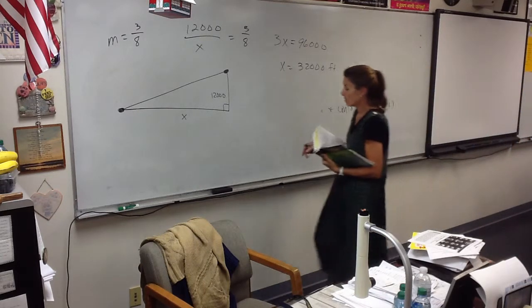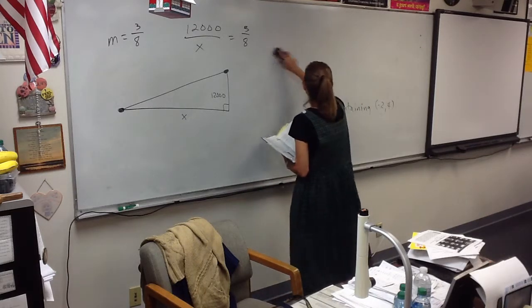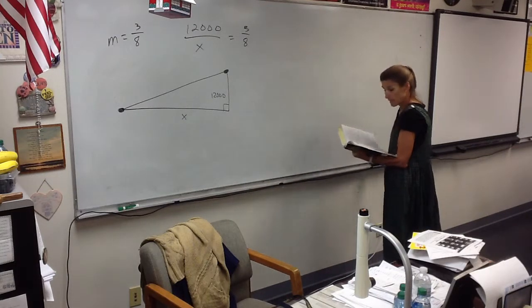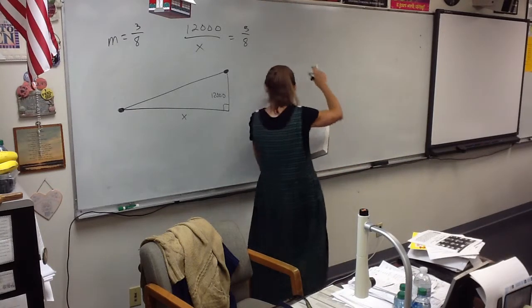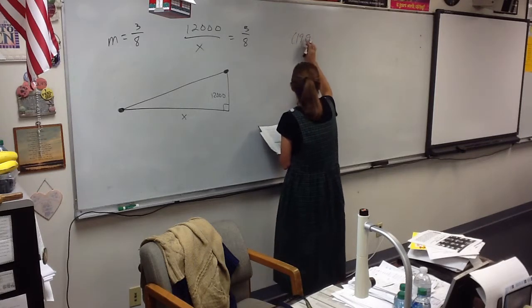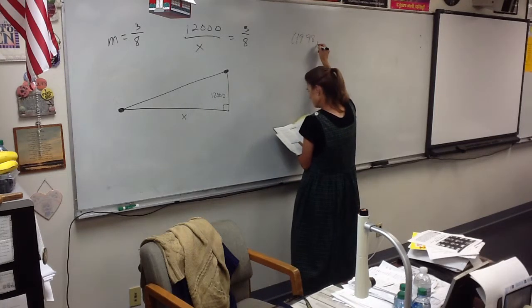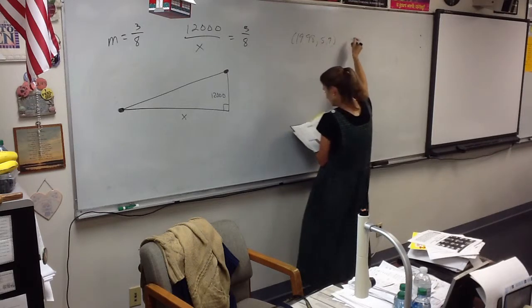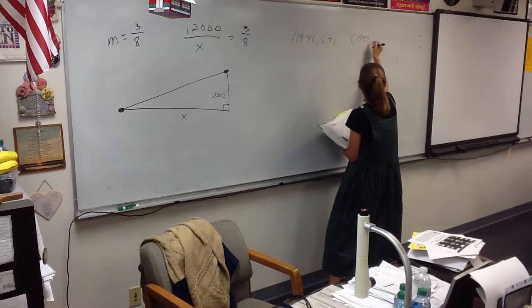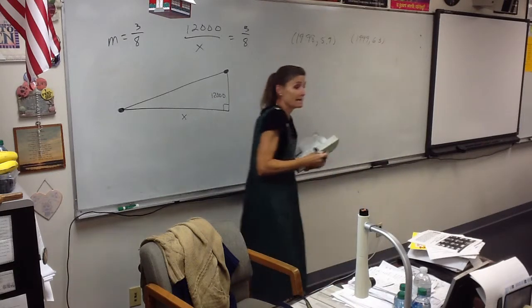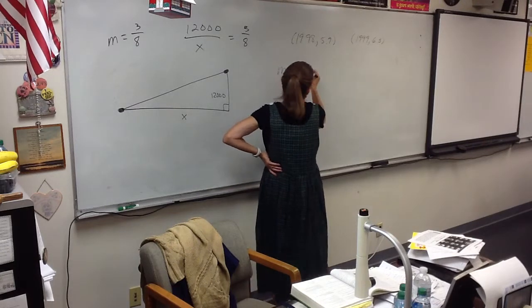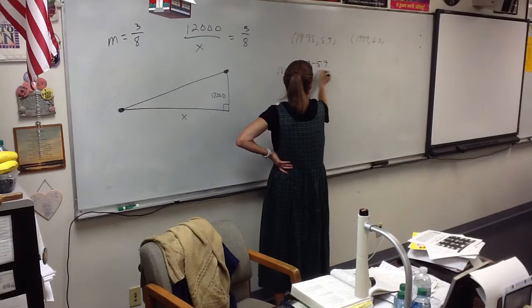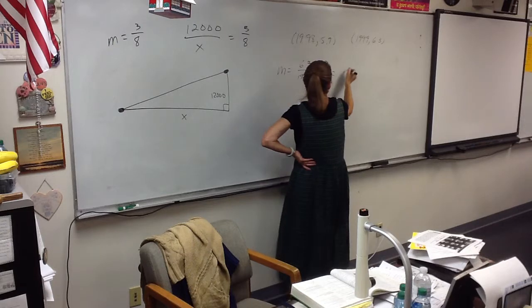Well, I can't do part B until I do part A. So I'll do part A here first. And it says, write the equation for 1998, comma, 5.9 to 1999, 6.3. So this is write that equation. All right, I can do that, right? First I find my slope, which is 6.3 minus 5.9 over 1999 minus 1998, which is just 0.4.